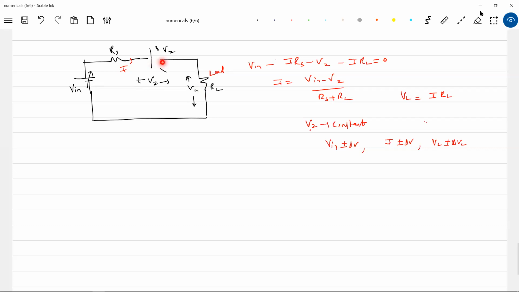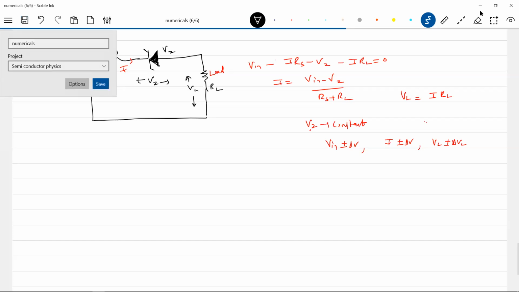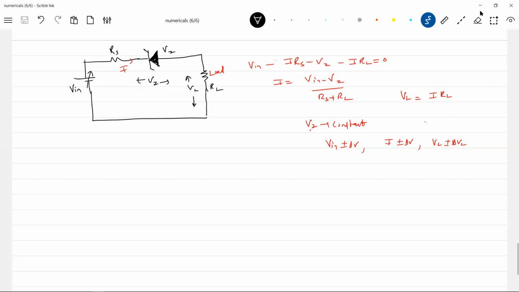Oh, this is... I'll change the symbol. This should be the correct one, huh? Check it now. It should be reverse bias, no? Okay, no voltage regulation or no current regulation. Got the idea, no?